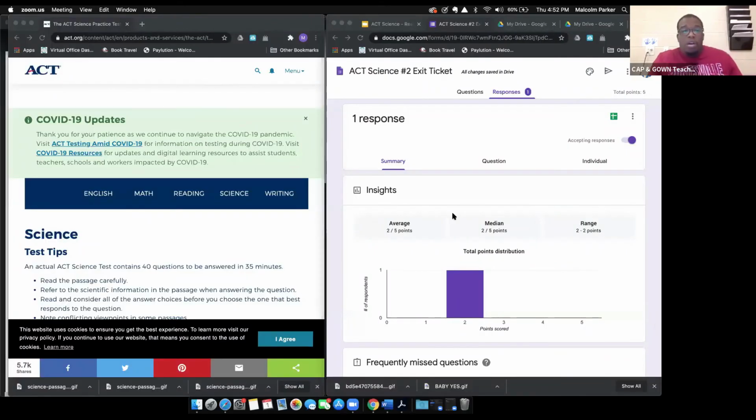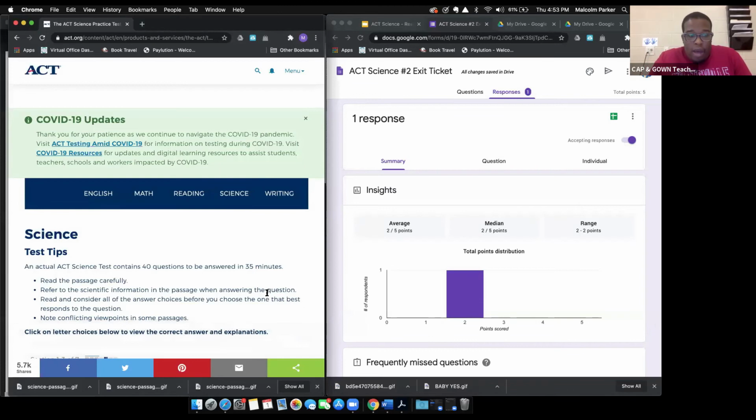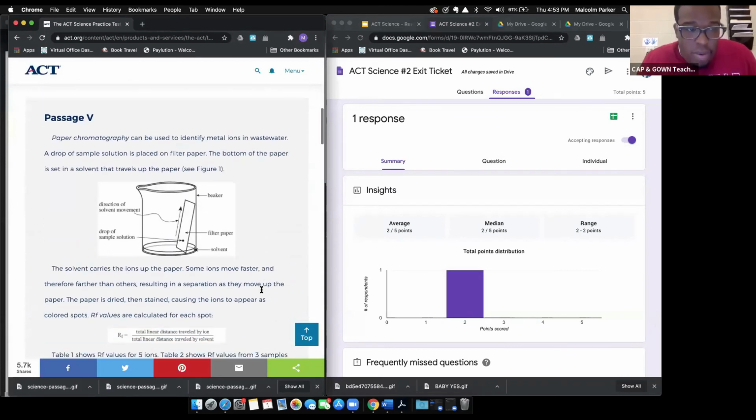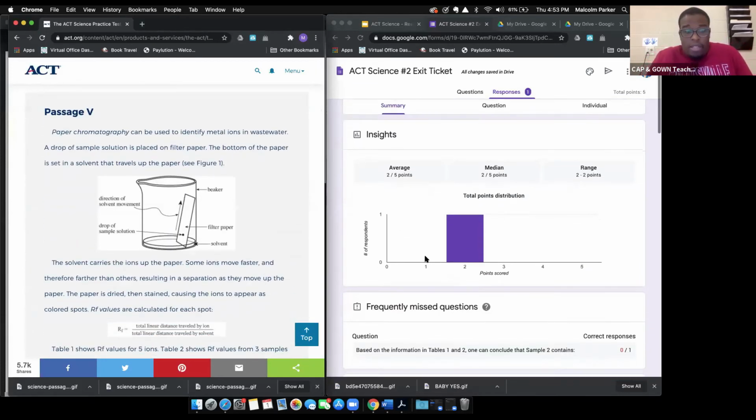All right. So what I did was I pulled this straight from the ACT website. And so I'm going to compare what you have to what the answers were. Basically this was paper chromatography. It really doesn't matter if you can say chromatography or not. But we instantly know this is an experimental design, because we've got pictures showing where everything's moving, how it's set up in the beaker, all that kind of stuff, right? So we can use this to identify metal ions in wastewater.